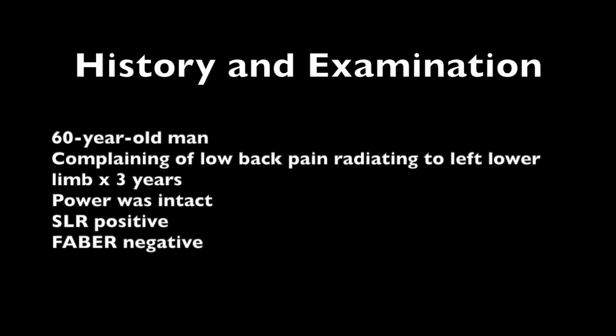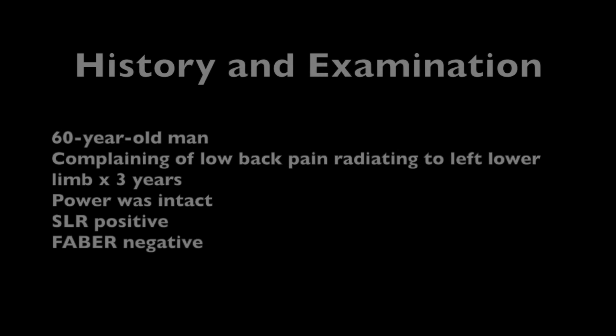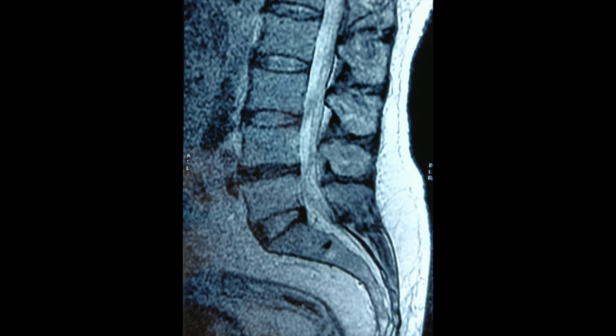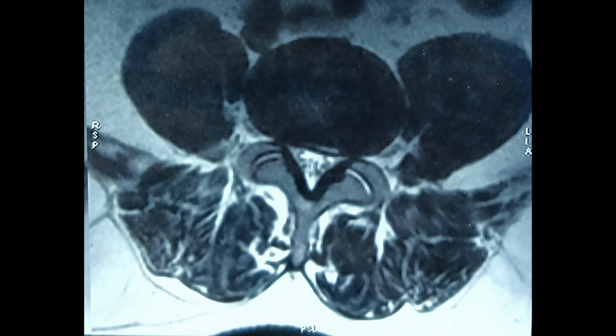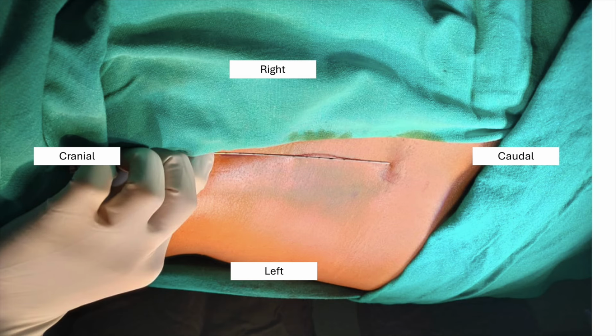Our patient was a 60-year-old man presenting with low back pain radiating to the left lower limb, predominantly in the L5 distribution for the past 3 years. On examination, motor power was intact, the straight leg raising test was positive, and the Faber test was negative. MRI of the lumbar spine revealed a degenerated L4-5 disc with lumbar canal stenosis and compression of the left L5 nerve root. The procedure was performed under local anesthesia with the patient awake and positioned prone.